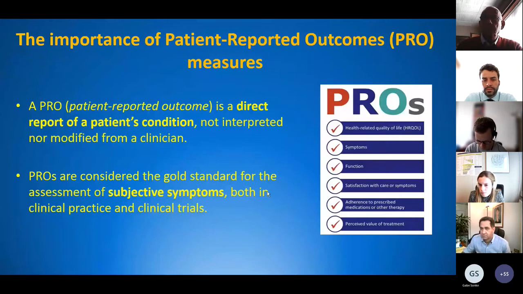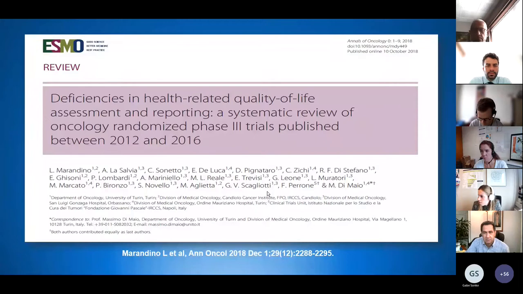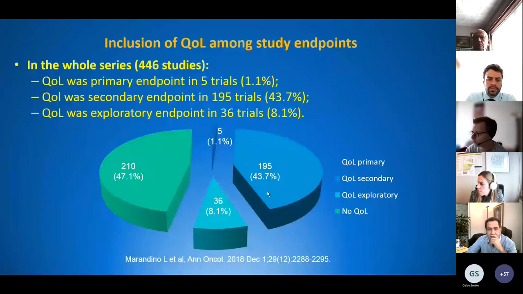But not more than 3 years ago, this other Italian group showed that there are many deficiencies in reporting health-related quality of life in randomized phase 3 trials, not just in retrospective phase 2 trials. And they clearly and elegantly showed that in the whole series of randomized clinical trials that they evaluated, quality of life was a primary endpoint in just 1%, a secondary endpoint in 43%, and only an exploratory endpoint in 8% of the cases. That means that one trial out of two did not have quality of life in any endpoint of the trial itself.